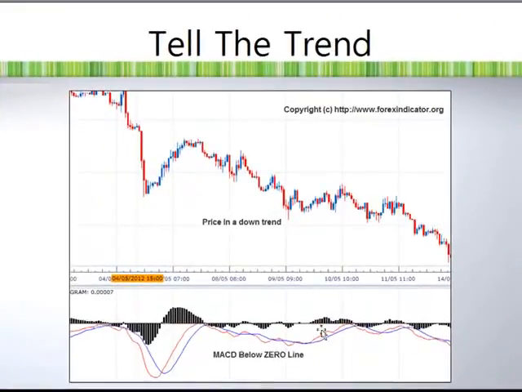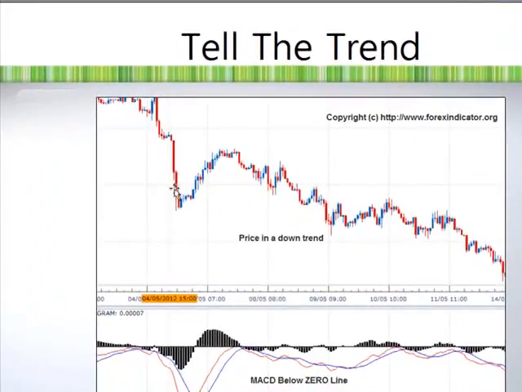Let's take a look at this picture here. You can see that the price is moving in a strong downtrend, moving down all the way. How can the MACD indicator help us identify that it is in a strong downtrend? You can see that this horizontal line that I'm showing you here is the zero line. Some people call it the water line.